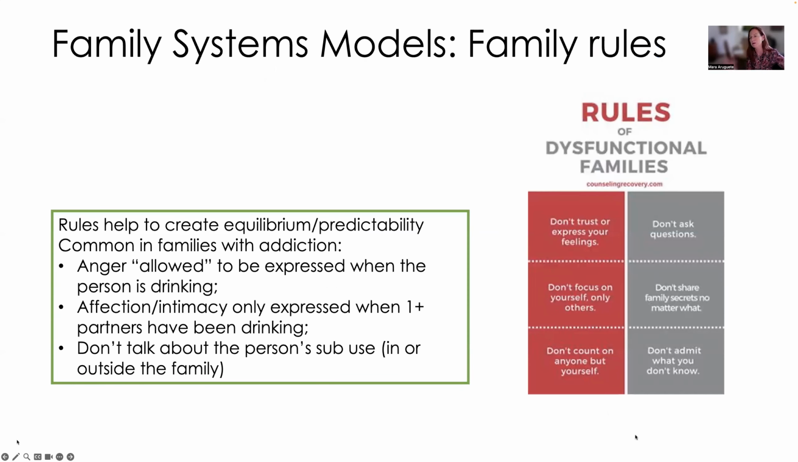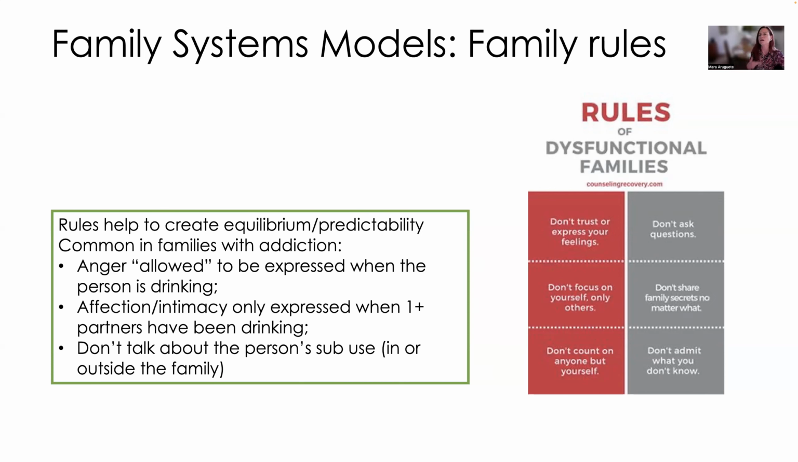The family systems model will also examine the concept of family rules. In families, what happens is, again, they're moving toward this equilibrium. They're always wanting this stability, this predictability, this homeostasis.